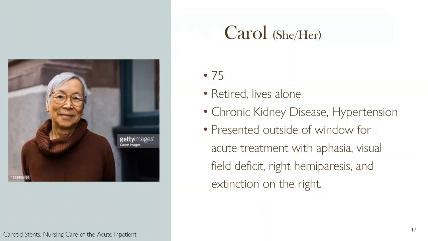This is Carol. She's a 75-year-old cisgender female. She's a retired school teacher, lives alone. She has a past medical history of chronic kidney disease and hypertension. Unfortunately, it was approximately 28 hours before anyone found her after her stroke, so she presented outside the window for any acute treatment. Her symptoms included aphasia, visual field deficits, right hemiparesis, and extinction on the right.